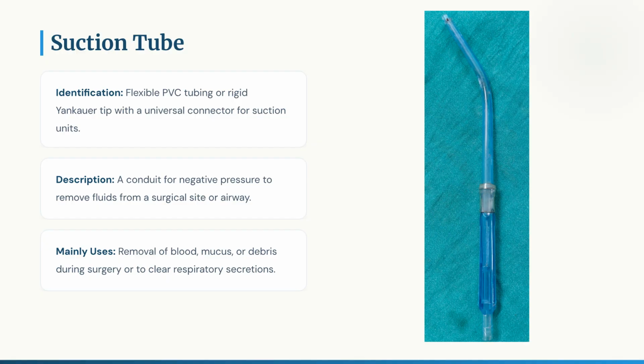The suction tube is a flexible PVC tube or rigid Yankauer tip used to remove fluids. It provides a conduit for negative pressure to clear blood, mucus, or debris during surgery or from the respiratory system.